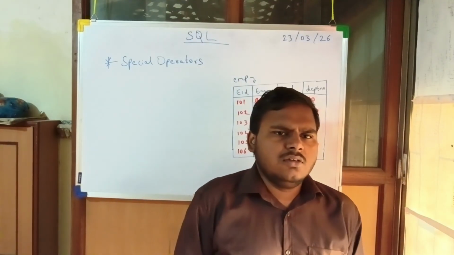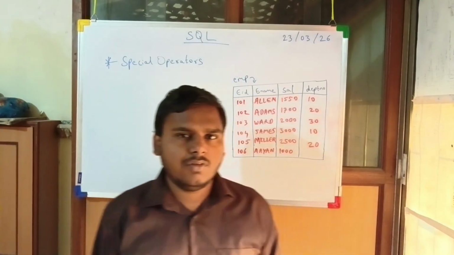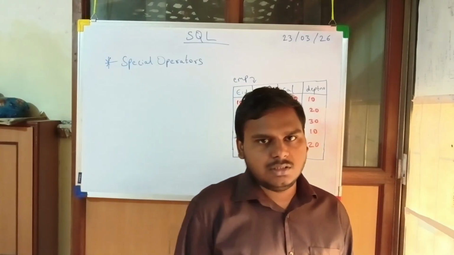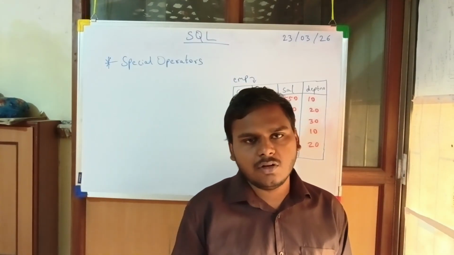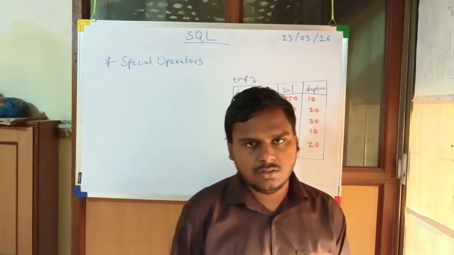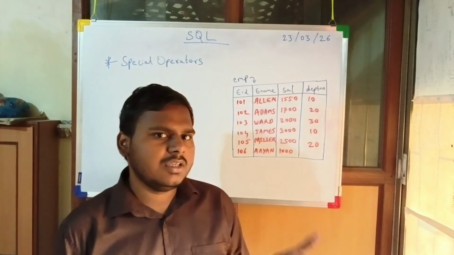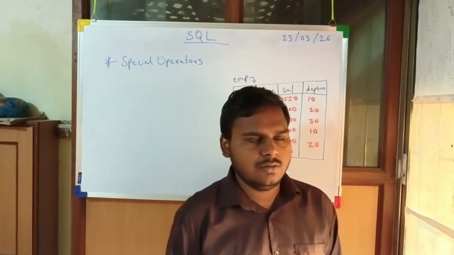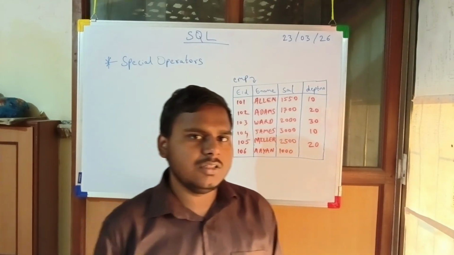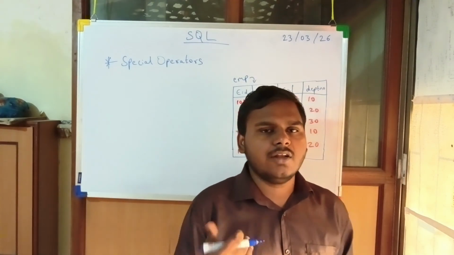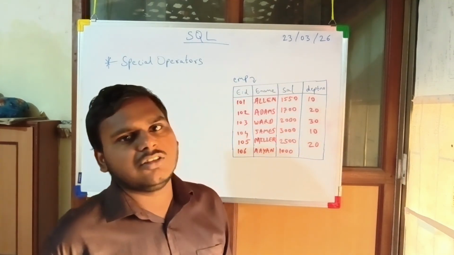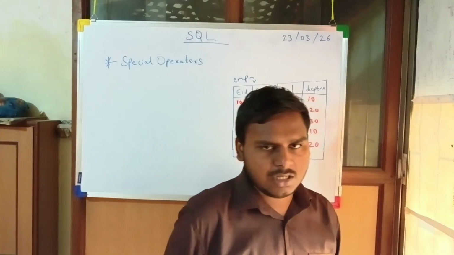What was the role of the in operator? It will accept multiple values at the RHS. And what was the role of the not in operator? It will reject all the values. The in operator will accept even if a single value matches. The between operator is used to accept a range, and the not between operator is used to reject a range. How it works we have seen in yesterday's class.